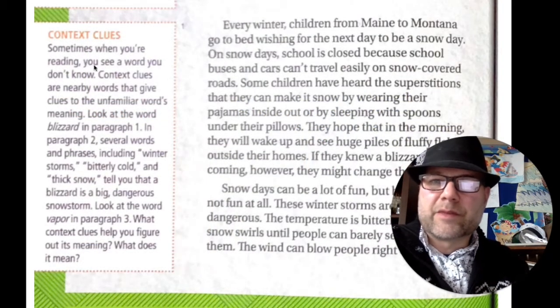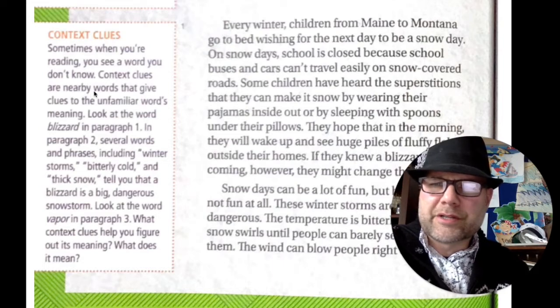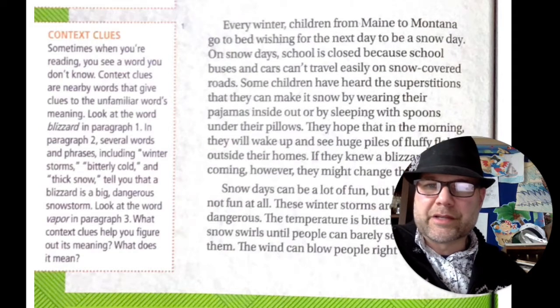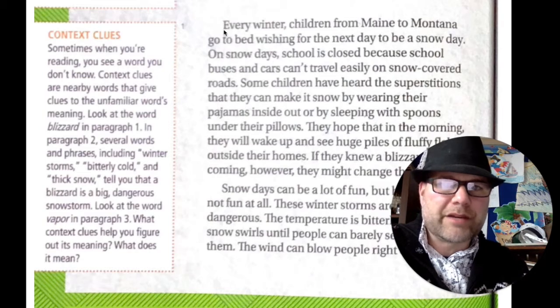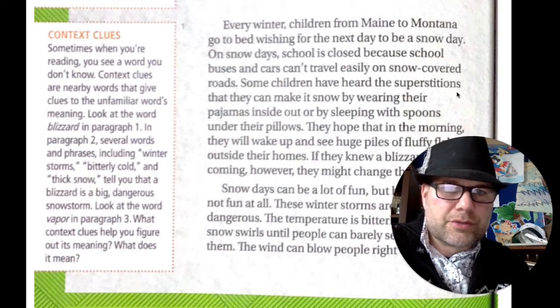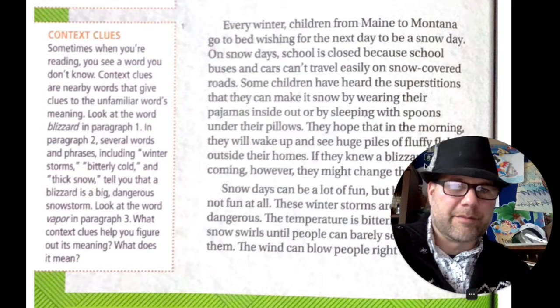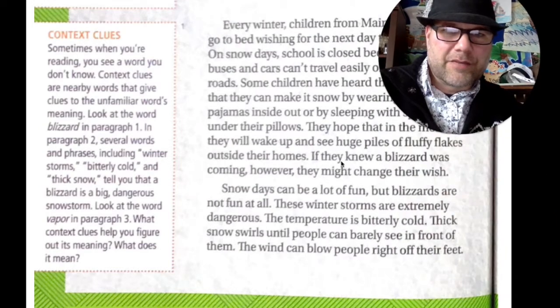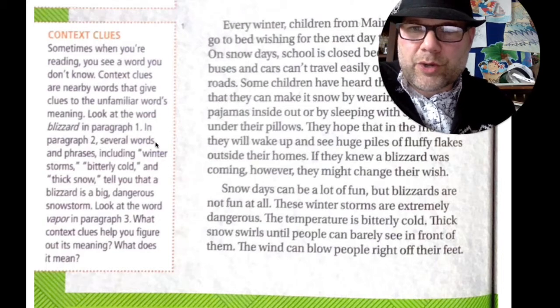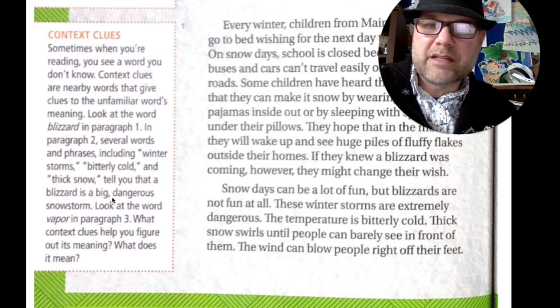Sometimes when you're reading, you see a word you don't know. Context clues are nearby words that give clues to the unfamiliar word's meaning. Look at the word blizzard in paragraph 1. So right here, I'm going to scan for the word blizzard. Let's see. It's right here by my snowflake hat. If they knew a blizzard was coming, however, they might change their wish. Okay, I found it. In paragraph 2, several words and phrases including winter storms, bitterly cold, and thick snow tell you that a blizzard is a big, dangerous snowstorm.